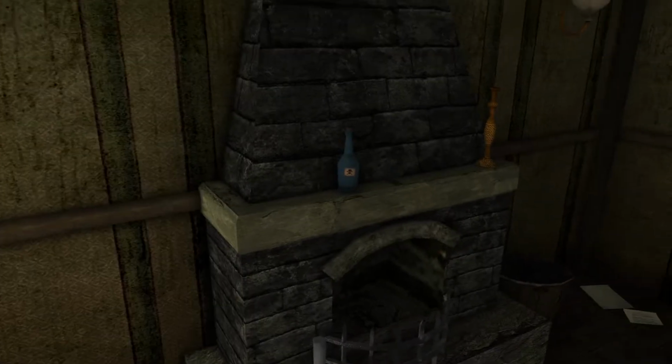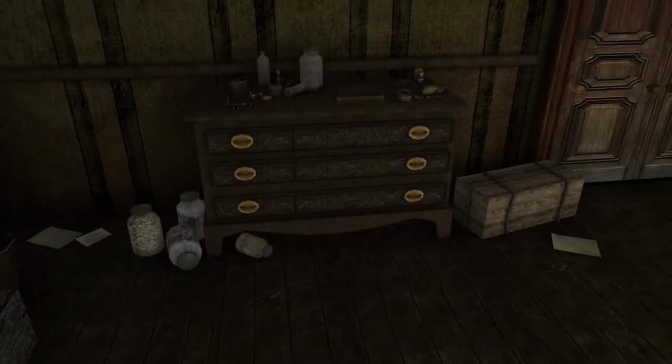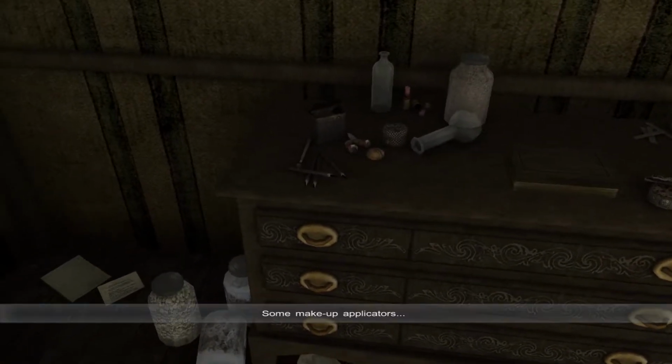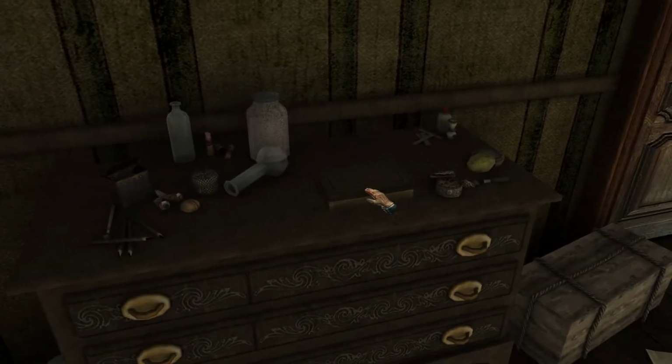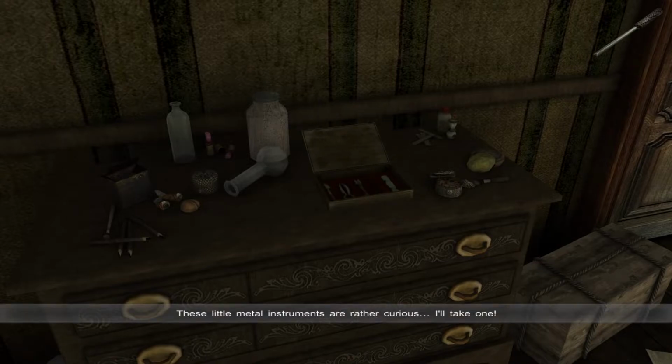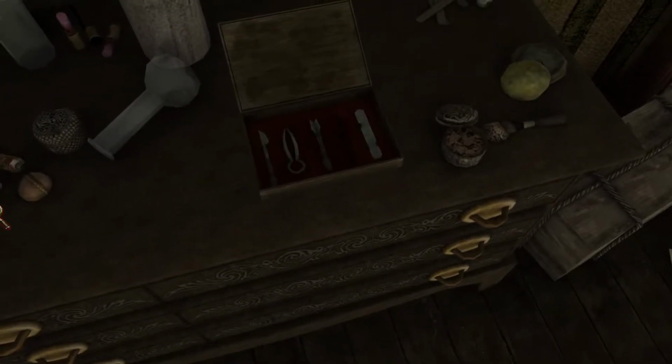Probably conserving bodies and whatnot. What do we have here? Some makeup applicators. Interesting. Disturbing also, if we are dealing with bodies. What is that? These little metal instruments are rather curious. I'll take one.